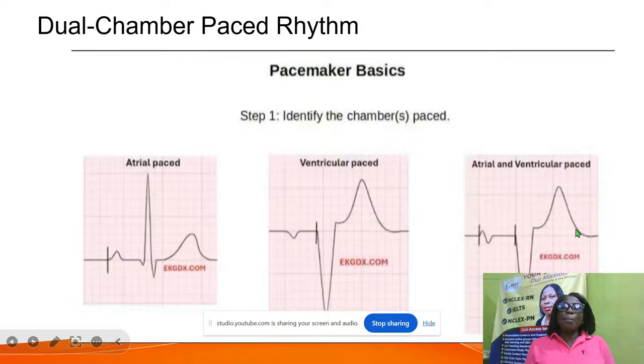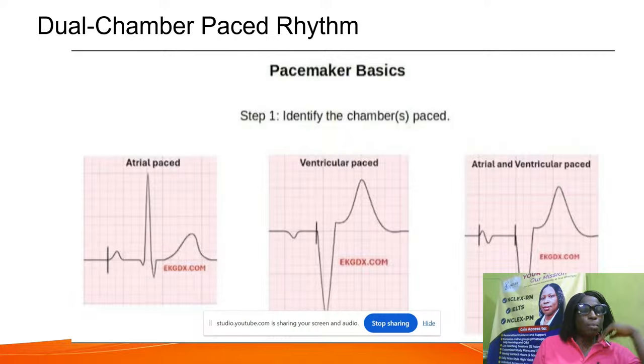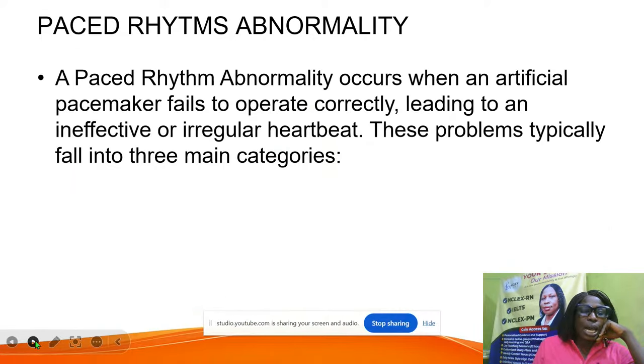Then this is an example of dual pacing, dual chamber pacing. So you see a spike before the atria, and you see a spike before the ventricle. Then you know they paced the atrium and they paced the ventricle, a dual paced rhythm. That's all about paced rhythm. Who has a question? Who did not get it? Are we okay?